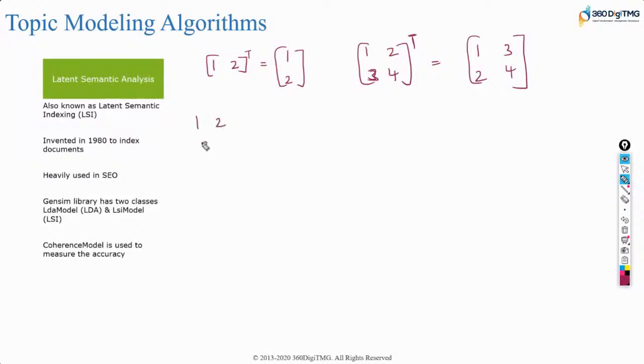If you have 1, 2, 3, 4, 5, 6, and then if you take a transpose of that, you get 1, 2, 3, 4, 5, 6. So rows will become columns. Simple. Rows will become columns. This is a simple matrix transpose.